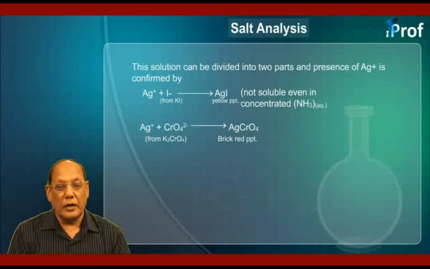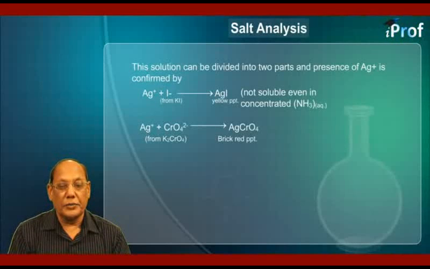So, either add iodide ion to the solution containing silver ions. These iodide ions will come from potassium iodide. Then silver iodide, a yellow precipitate, is formed. It is not soluble even in concentrated NH3 aqueous.